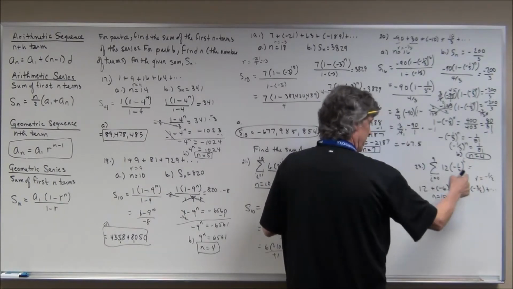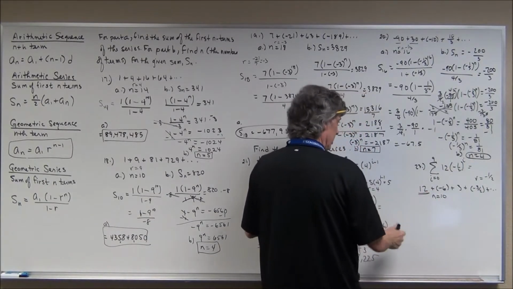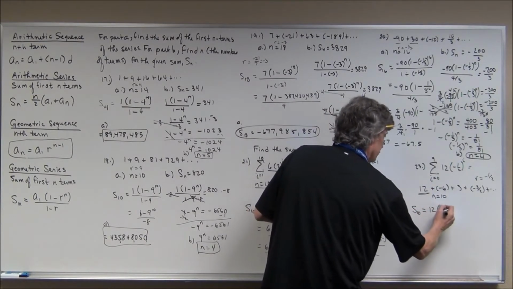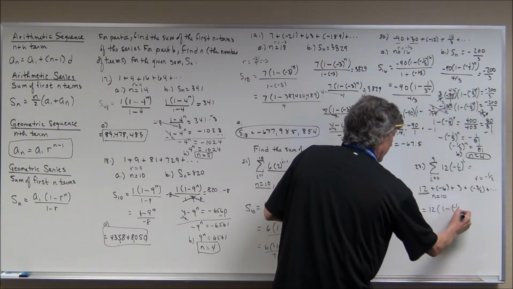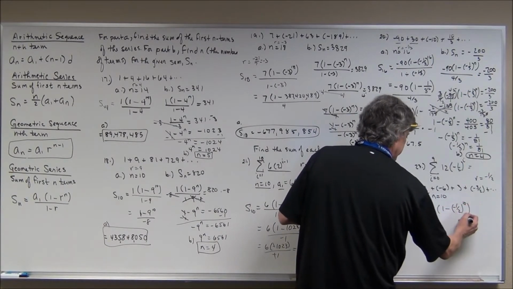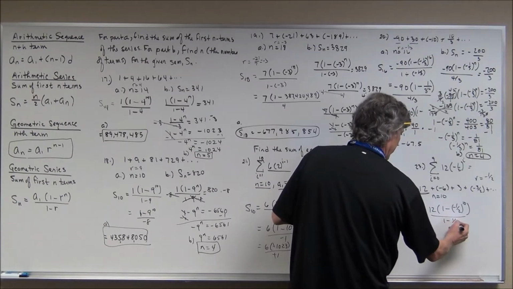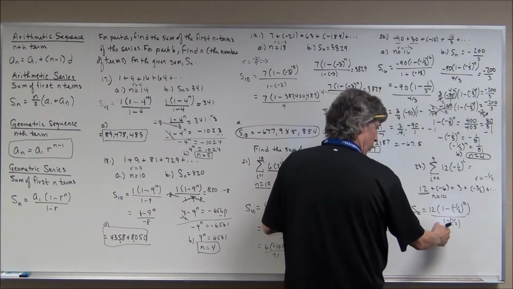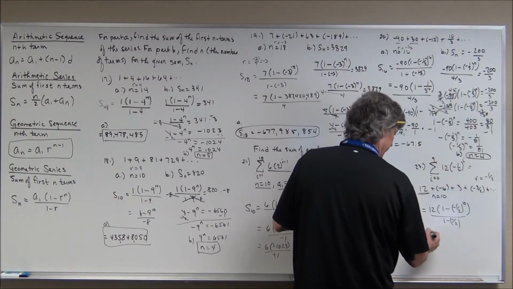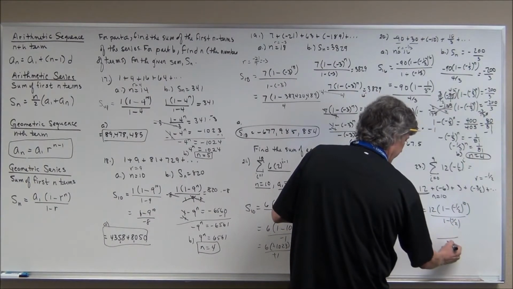My common ratio is that. I need my first term, there it is. I'm ready to roll. S sub 10 is equal to 12 times the quantity 1 minus negative 1/2, love those negative fractions, raised to the 10th power, all over 1 minus negative 1/2. So 1 minus negative 1/2 is the same as 1 plus positive 1/2, that's 3 halves. My bottom there is 3 halves.